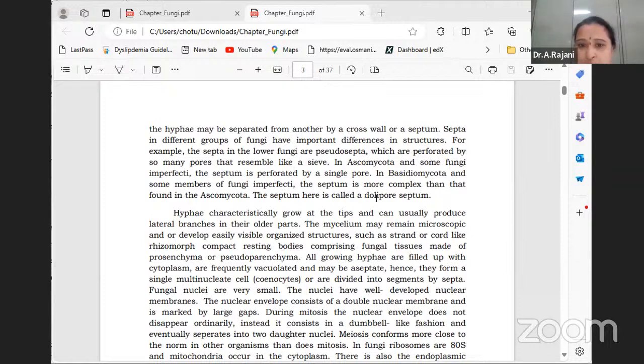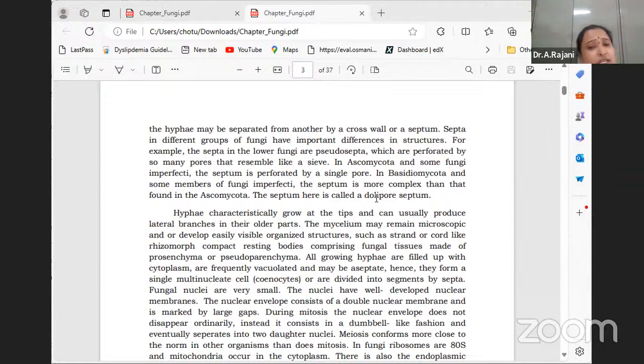In the lowest or lower fungi, the main feature is pseudosepta. What is that? The pseudosepta are perforated by so many pores, resembling a sieve. This is the first example.